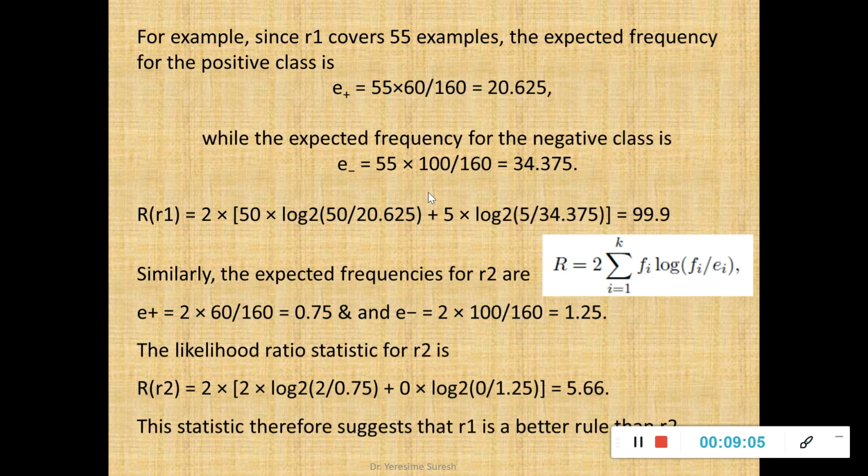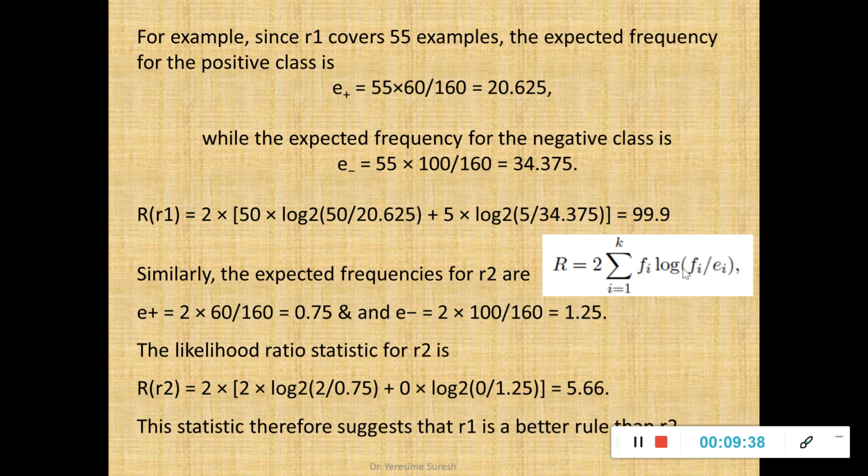Fine. With respect to the same previous example, the initial training set consists of 60 positive, 100 negative, total instances 160. Rule R1 has 50 positive, 5 negative, total instances are 55. Rule R2 has 2 positive instances and 0 negative instances. Total instances covered by R2 is 2. So for that, the first thing I am supposed to do in order to find the R square statistic is to find the expected frequency, as we know the observed frequency.